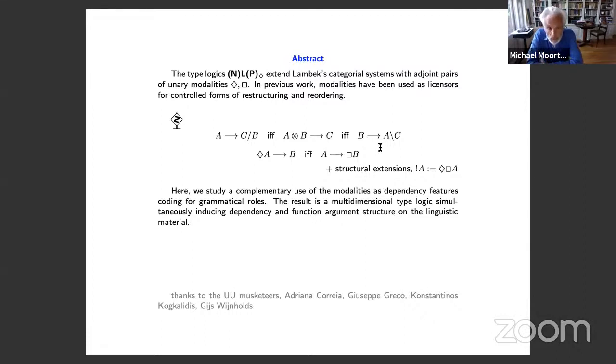Now in this talk, I'm going to look at a different use of modalities, namely as dependency features that are going to code for grammatical roles, subject, object, adverb, etc. And the result of that will be a type logic that you could call multidimensional, in the sense that it simultaneously induces a dependency structure and a function argument structure on the linguistic material. As usual, this talk owes a lot to the Utrecht gang of four, and they will make an appearance in the slides at the appropriate places.